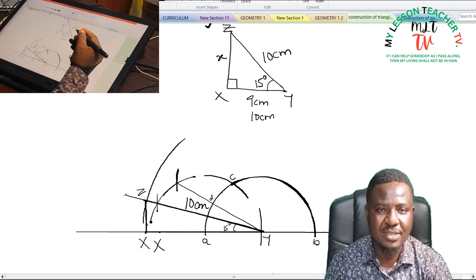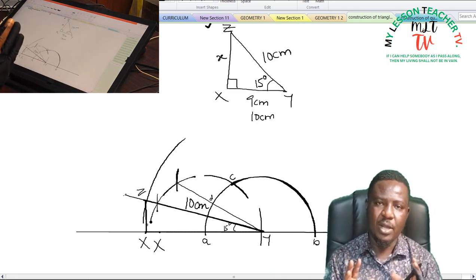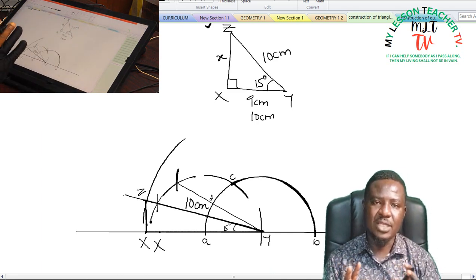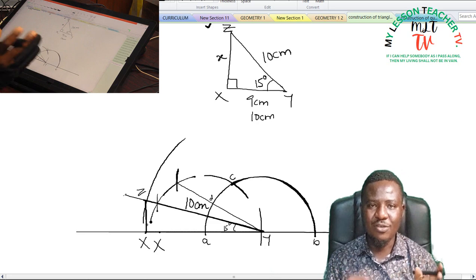Don't forget, this is a topic on geometry, which we are looking at construction, basic construction. We are looking at construction of triangles.